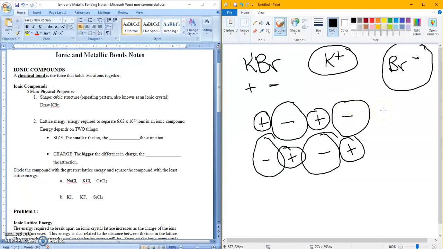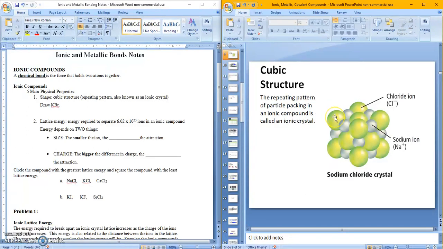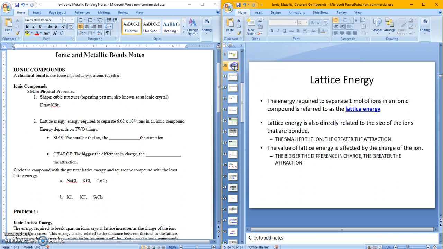Okay? Alright, the next thing we need to talk about is lattice energy. So lattice energy is the energy it takes in order to take apart one of those lattice structures. So if I look at this lattice structure, I know that the cation and the anion are attracted to one another, and that's what keeps an ionic compound together. So the lattice energy is the amount of energy it takes to pull those ions apart from each other. Okay, so it's the amount of energy it takes to separate them. And that energy depends on two things: size and charge.